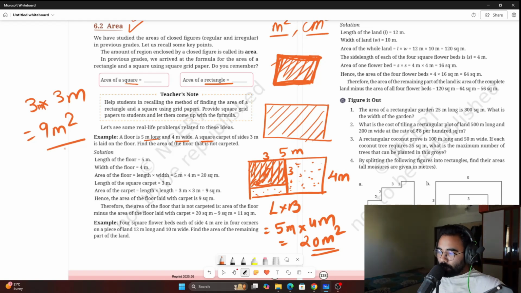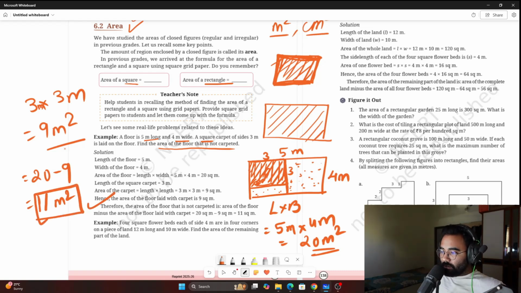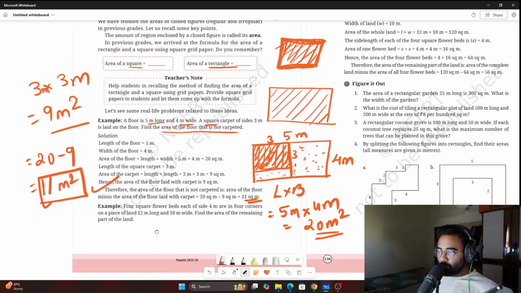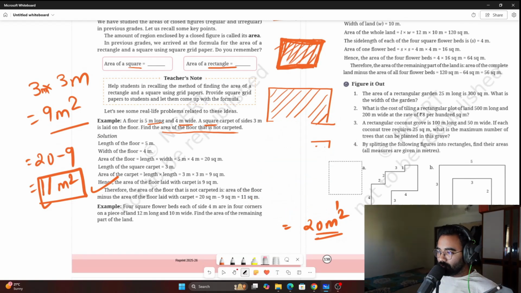Now out of 20 meter square, only 9 meter square is covered by the carpet. What is the question asking? Find the area of the floor that is not carpeted. Simply just subtract. So that should give you 20 minus 9. That is 11 meter square. Do not forget the units. So this was this example, 11 meter square. Now we go on to example number 2, because we don't want your teacher asking you questions and you not knowing answers to the examples.